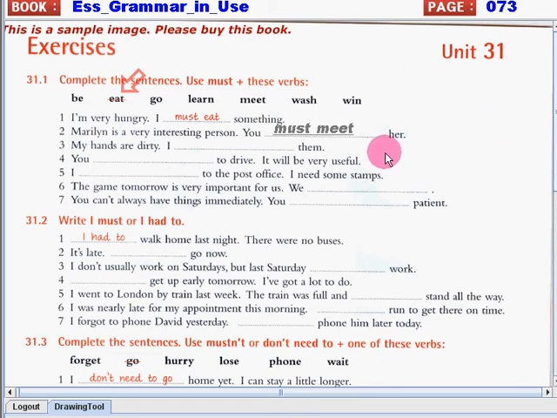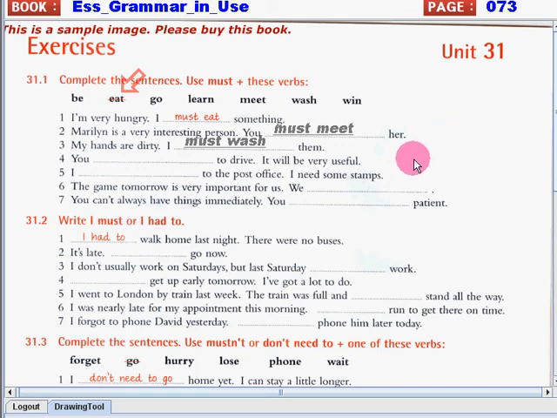Number three. My hands are dirty. I blank them. Now, if your hands are dirty, what should you do, or what must you do? Of course, if your hands are dirty, we must wash them.